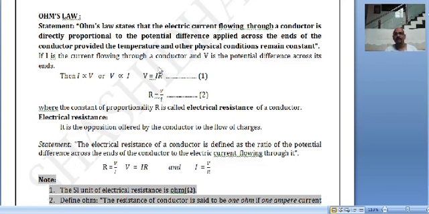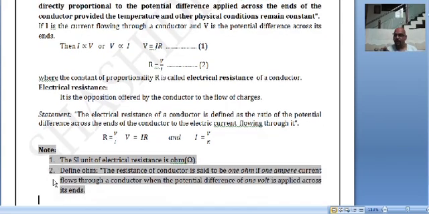So R is equal to V by I, look at this equation, R is equal to V by I. So therefore, how do you define it? V divided by I, potential difference divided by current. So it is defined as the ratio of the potential difference across the ends of the conductor to the current flowing through it. R is equal to V divided by I. So this R is equal to V by I, and the unit, see, very simple dear students, you have to understand this. V is volt, I is current.